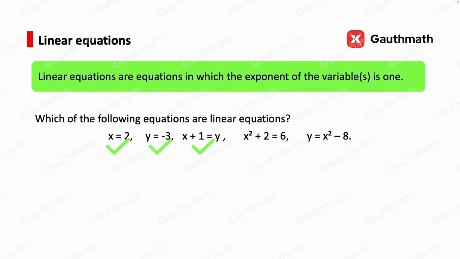So yes, it's linear. Next one, x squared plus 2 equals 6. There is only one variable, but it's x to the second power. So it's not a linear equation. And then the last one, y equals x squared minus 8. There are two variables, but the exponent of x is 2. So it's not linear either.